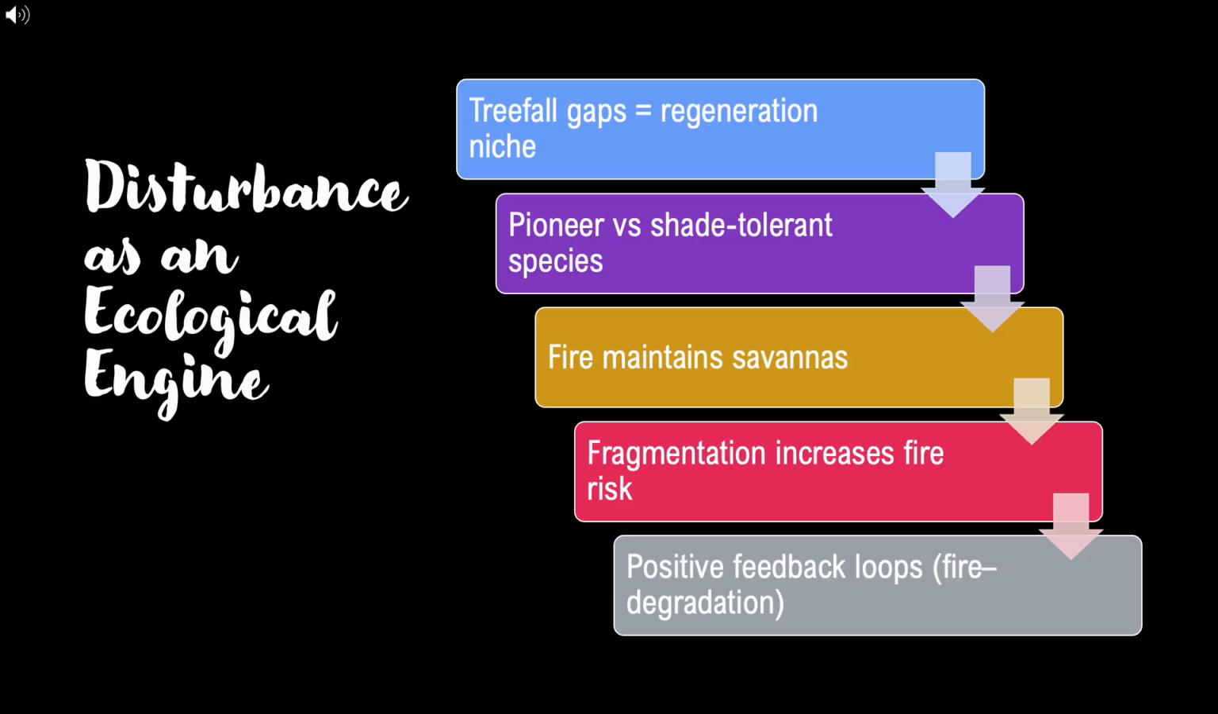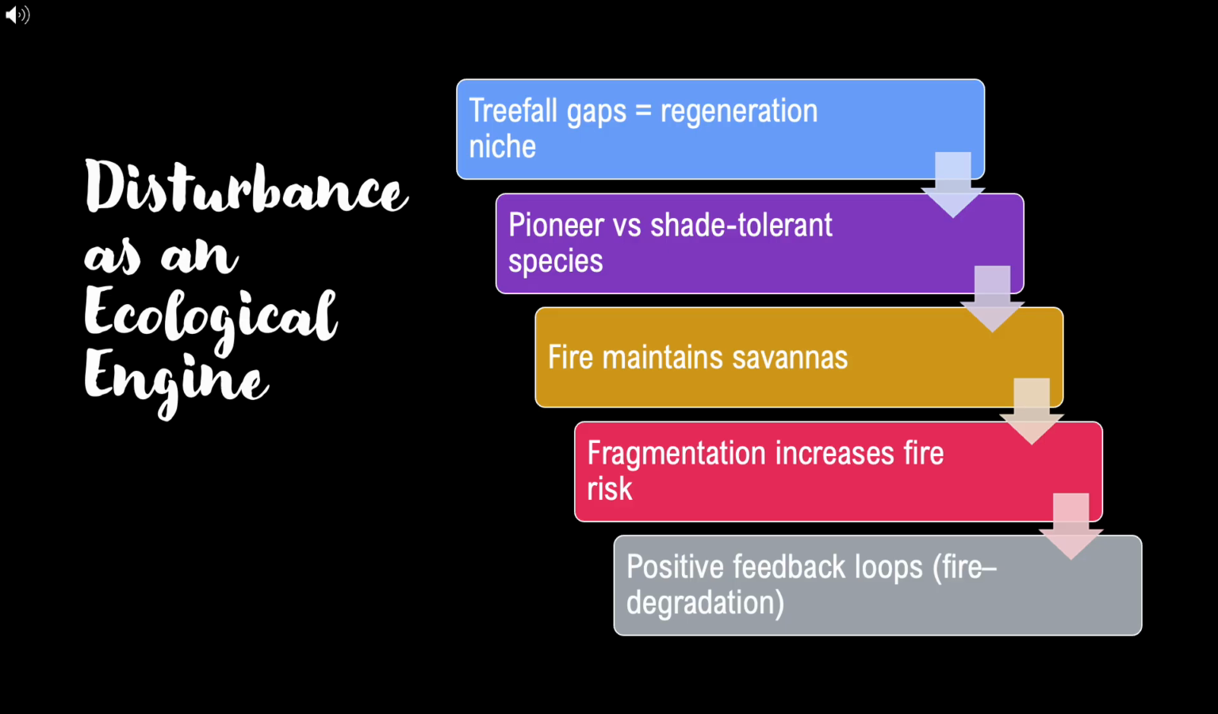When a large tree falls in a rainforest, whether from old age, wind, or root failure, it creates a gap in the canopy. Suddenly light reaches the forest floor. This triggers what ecologists call the regeneration niche. Pioneer species, fast-growing, light-hungry plants, rush in and colonize the gap. Over time, as the canopy closes, those pioneers give way to slower-growing, shade-tolerant species. This gap regeneration cycle is one of the primary mechanisms maintaining forest diversity.